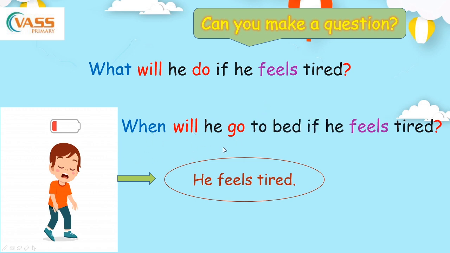Okay, when will he go to bed? If he feels tired. So when will he go to bed is our main clause. We begin with the question word. We have future tense, so will. When will? What will? Okay, when will he go to bed? And from if is the if clause, so it's present tense. If he feels tired. Okay, very, very good. Well done.